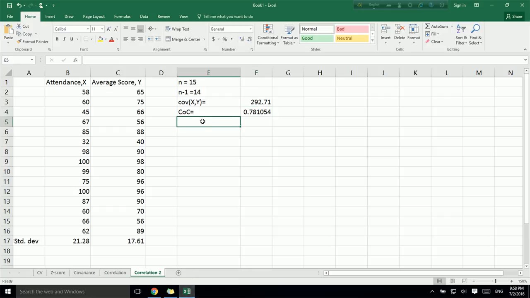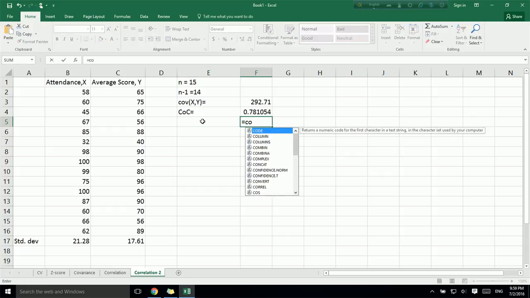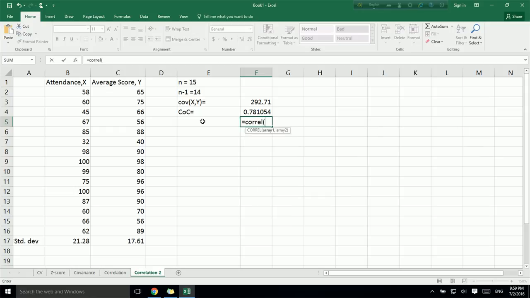Now there's a formula in Excel that you can use and it will be easier. Is equal sign CORREL, parenthesis, select your first array, comma, select your second array, close parenthesis, and enter. So gives us the same coefficient of correlation for this data set.